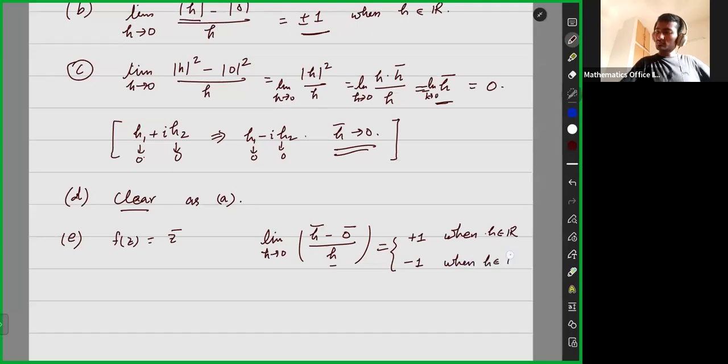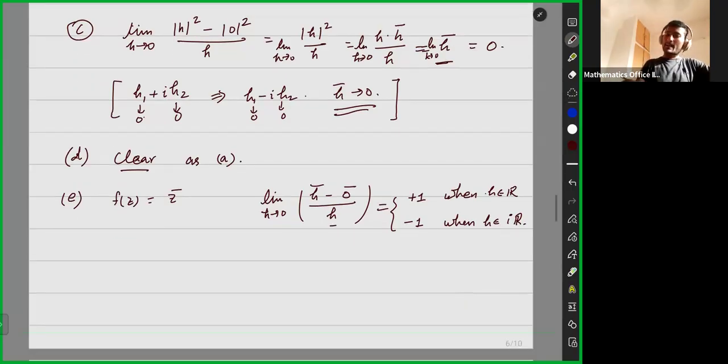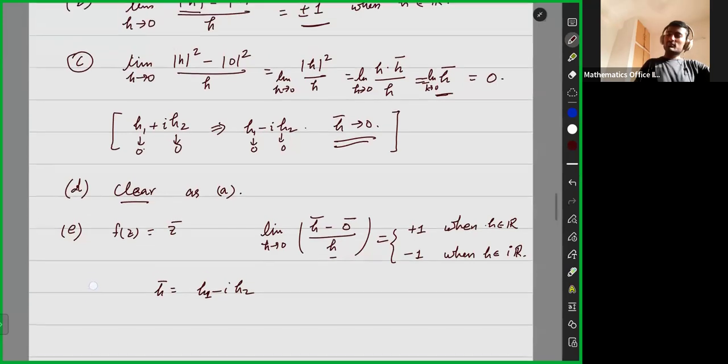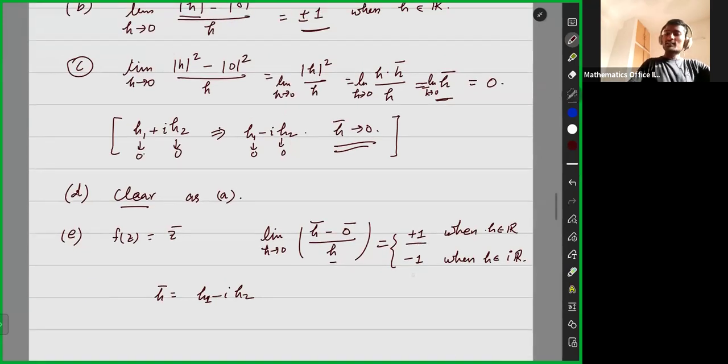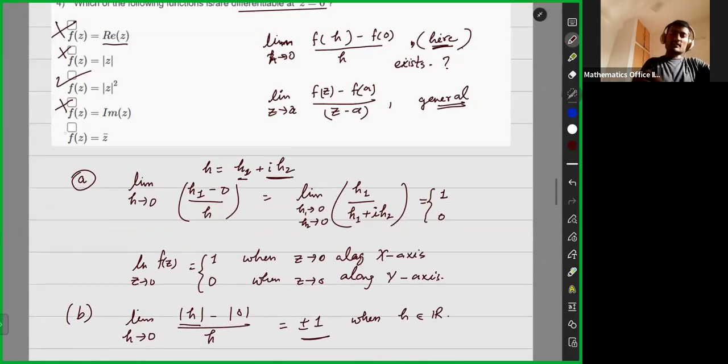Am I thinking correctly? It is always minus 1 when it is imaginary, because h bar is equal to h1 minus ih2, so whatever it will be is inverted from the down. That is minus one. When it is belonging to R, it should be only plus one, not plus or minus. So it is just plus 1 when it is real. When it is purely imaginary, it is minus. So this is also incorrect.